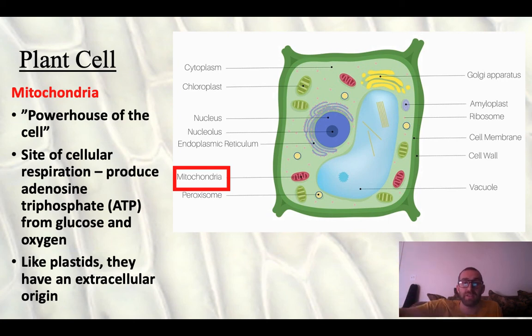It is how we are able to really do anything. All cellular activity is going to require some energy, and that energy is coming primarily from ATP, and it's through this process of cellular respiration. So again, it's a critical component of both plant and animal cells.